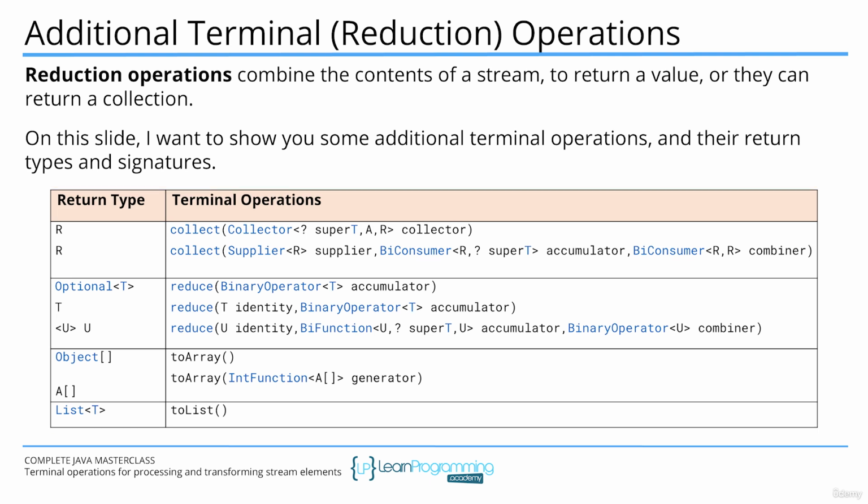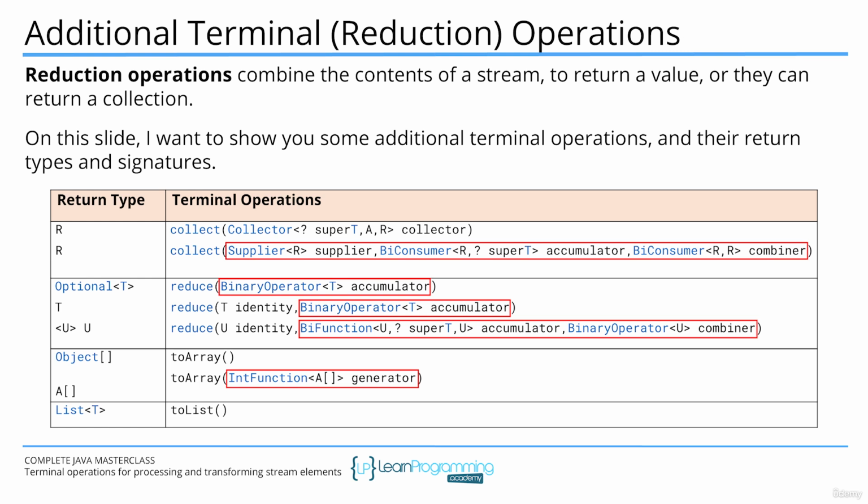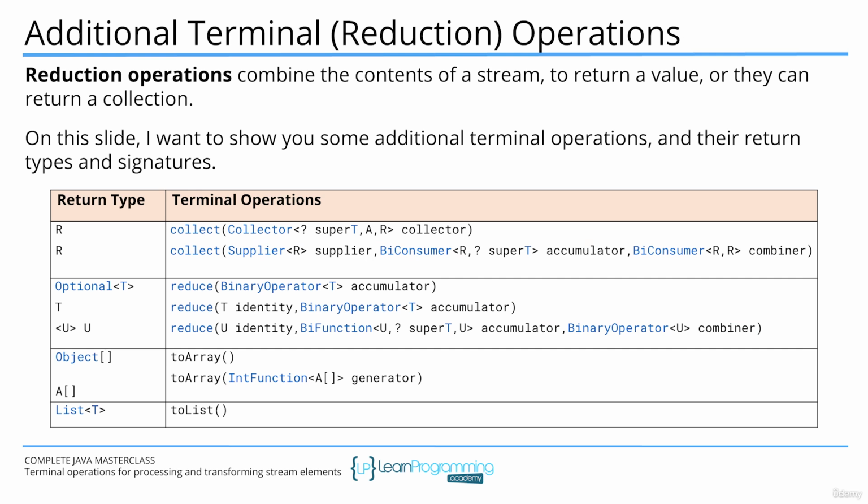Some of these signatures, namely the parameters, look pretty cryptic. Don't let this intimidate or overwhelm you. Hopefully you recognize many of these types, which are functional interfaces you know by now. You can see the supplier, the BiConsumer, the BinaryOperator, the BiFunction, and the IntFunction in these parameters. This tells you you'll be using lambdas or method references with these operations.